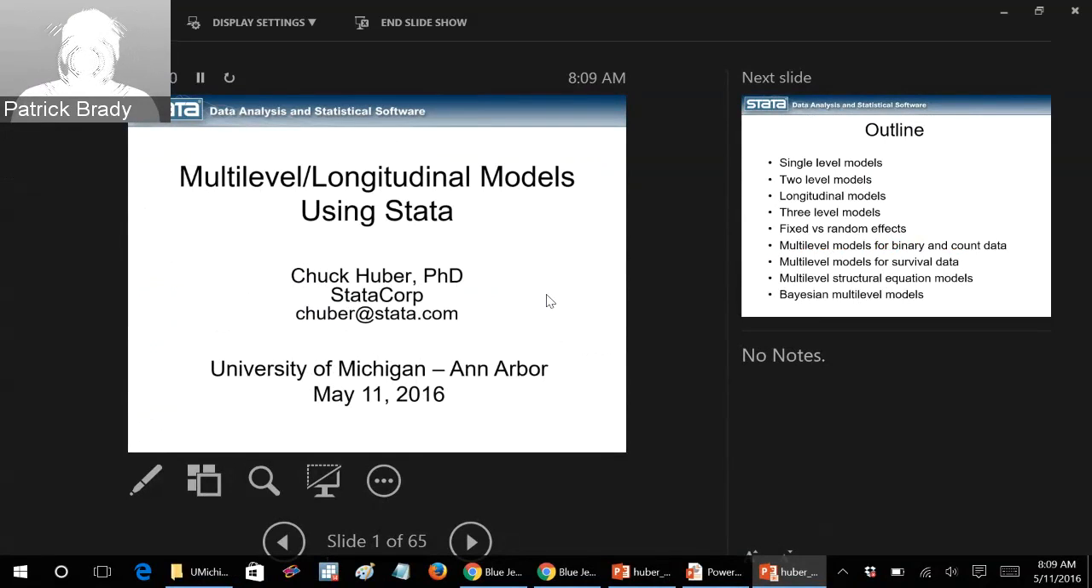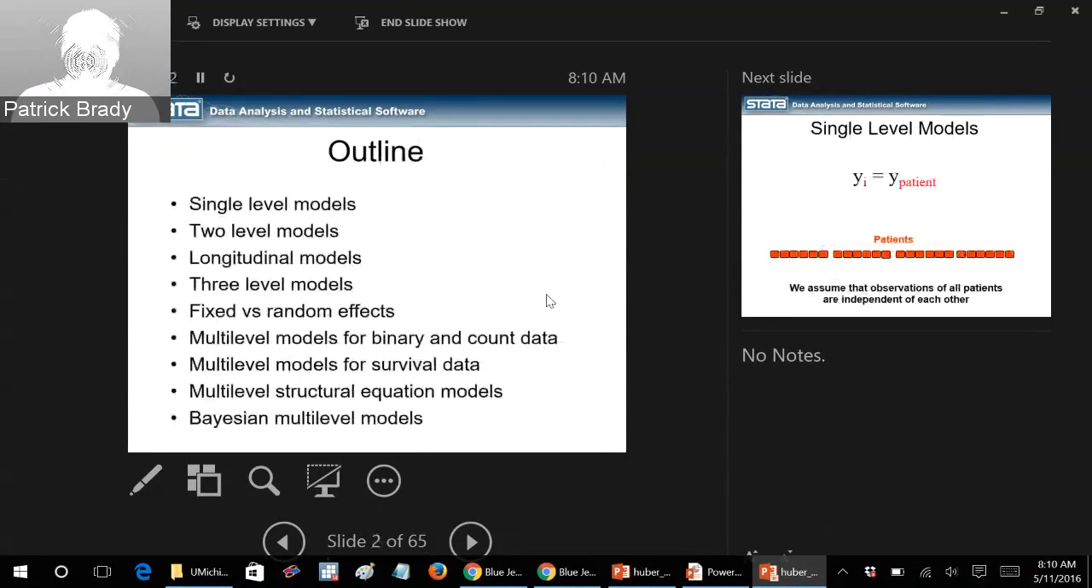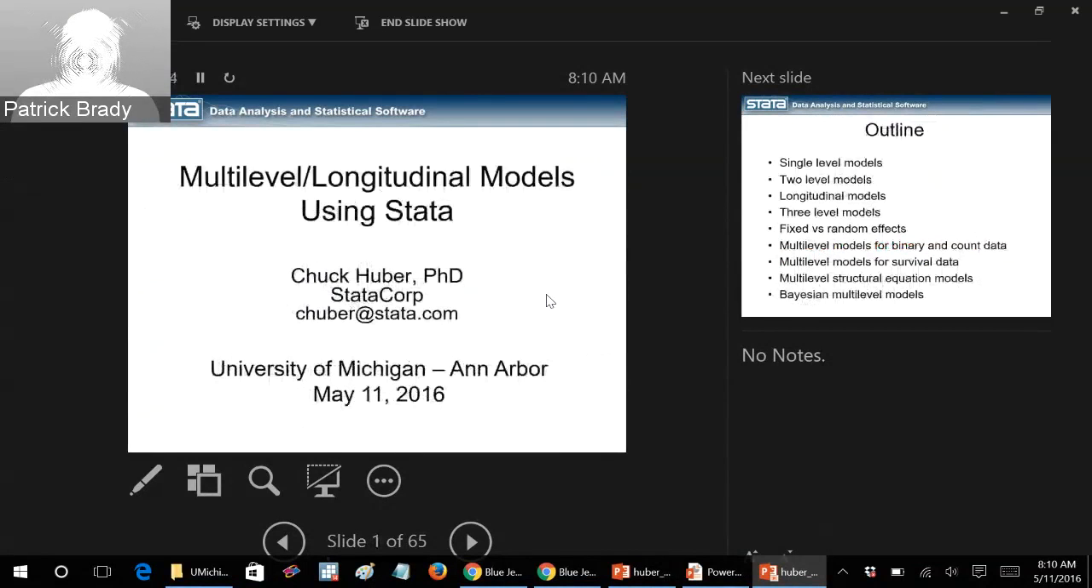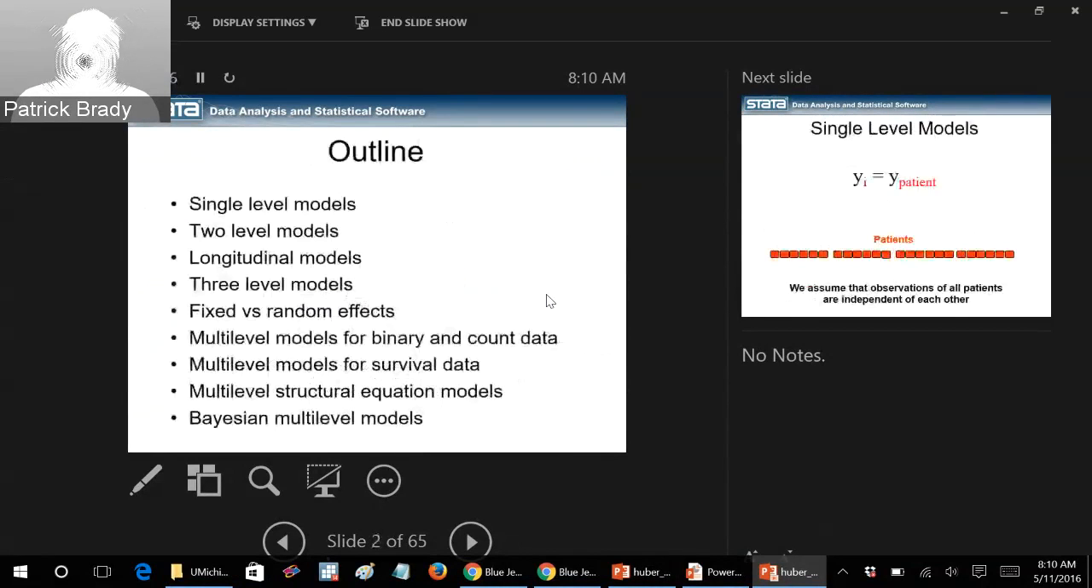How many of you do multi-level modeling? You actually do this on a sort of regular basis. How many of you would like to do multi-level modeling? It's just kind of a mystery. It's okay. Well, we're hopefully going to demystify this some today. I am from StataCorp, by the way, and so I obviously think Stata is pretty cool.